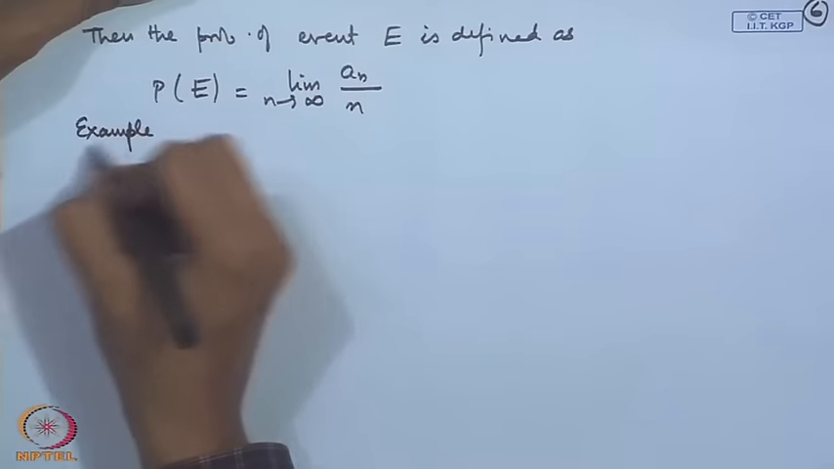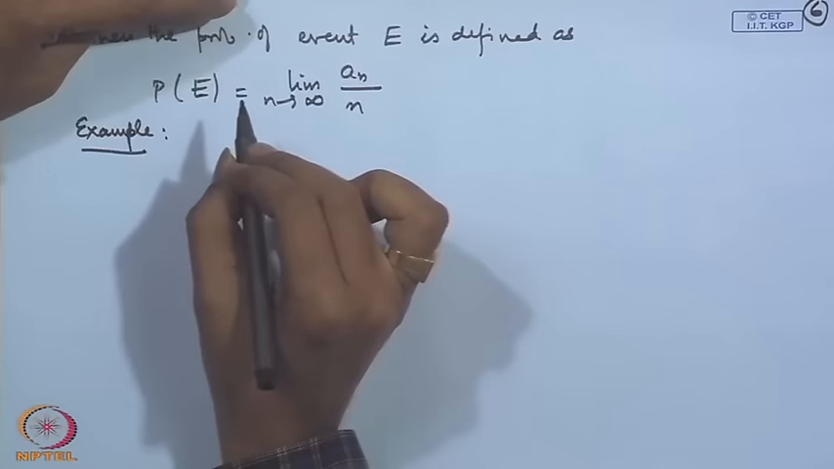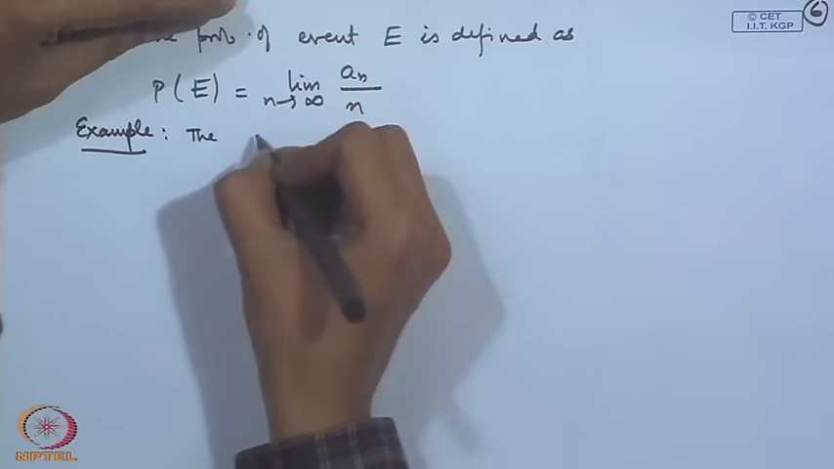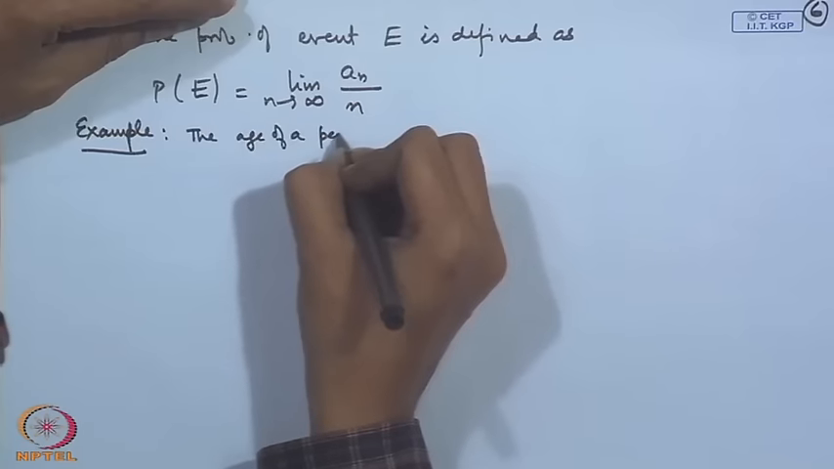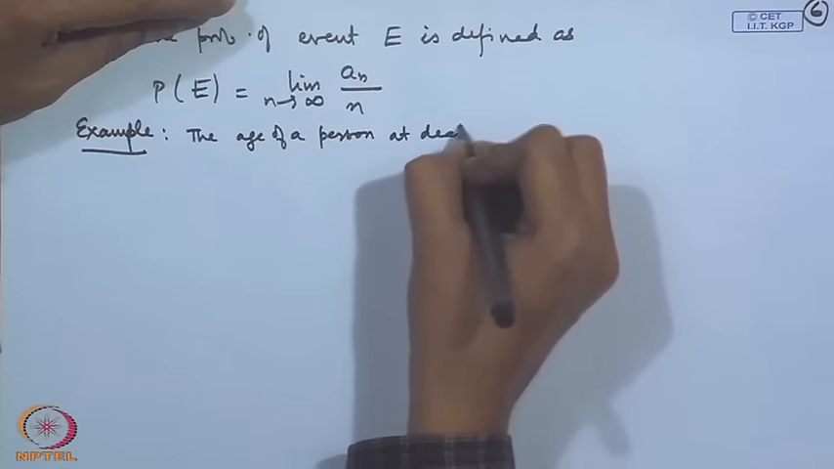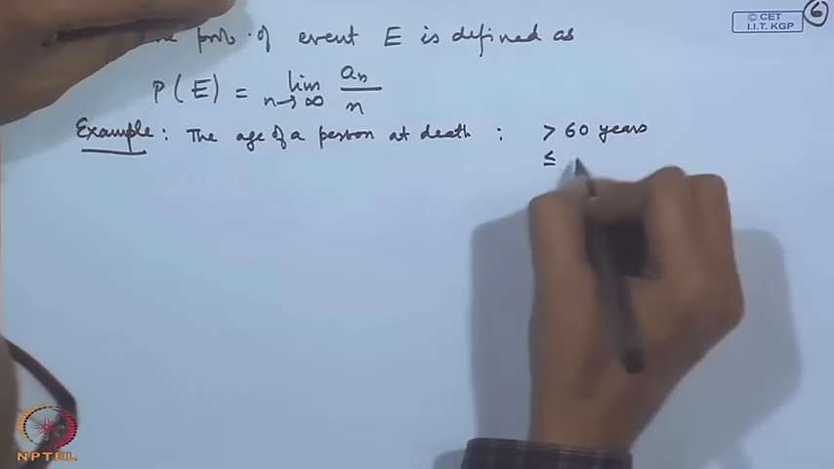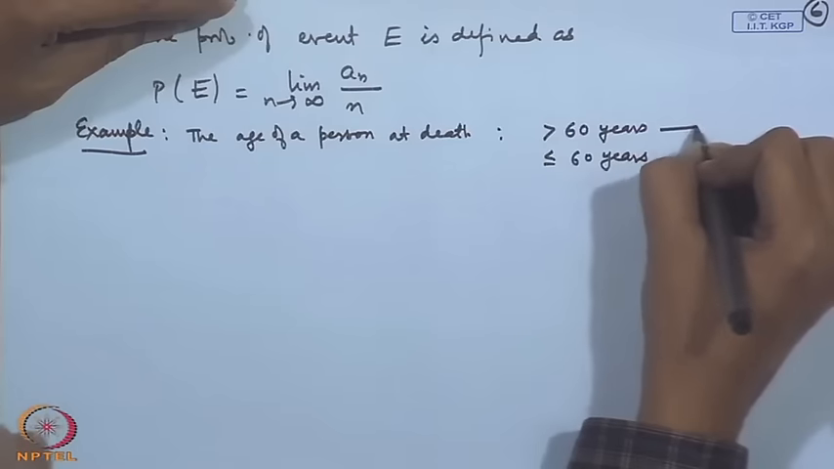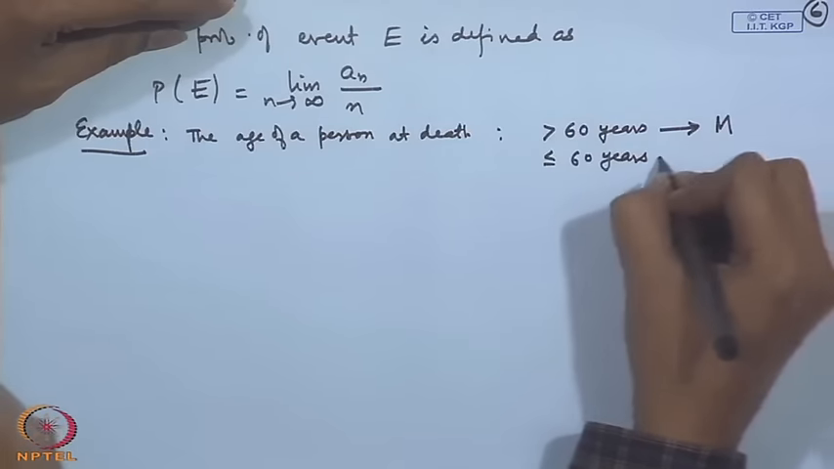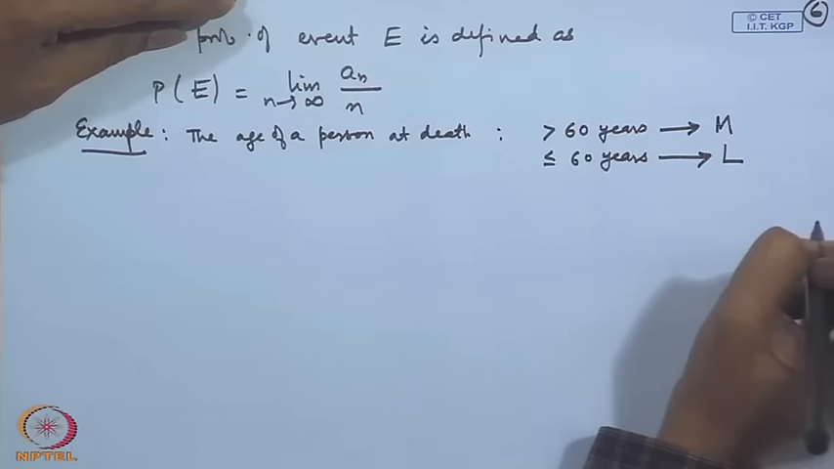So, let us consider an example here. I am considering the age of a person at death. It could be greater than 60 years or less than or equal to 60 years. If it is greater than 60 years, I call it an event M. If it is less than 60 years, I call it an event L. And I observe the sequence of deaths at a particular town. The data comes from a hospital or from a mortuary, etcetera.